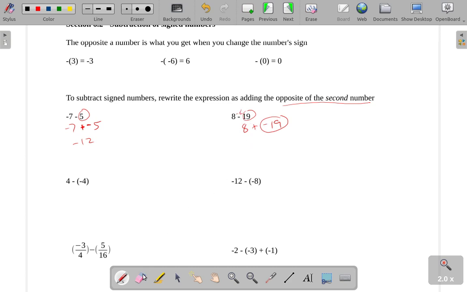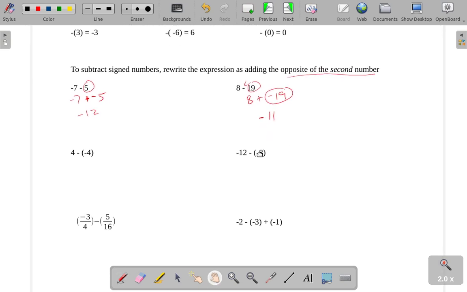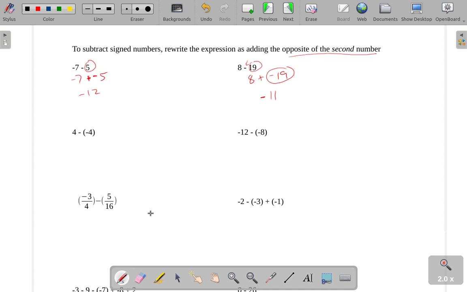It looks like I'm just throwing a plus in here. And in some ways, yeah, I guess if you're just looking at the symbols, that's what I'm doing. But it's a little more involved than that. It's changing it to addition. So instead of writing subtraction, I'm writing it as addition. And the second number is now the opposite of what it used to be. 8 plus negative 19. Now I can use my rules for addition. 19 minus 8 is 11. The 19 was the negative one, and it's the one with the bigger absolute value, so we end up with a negative 11.